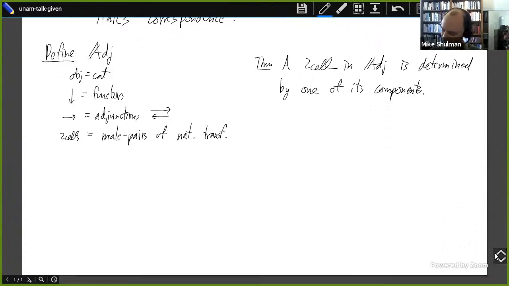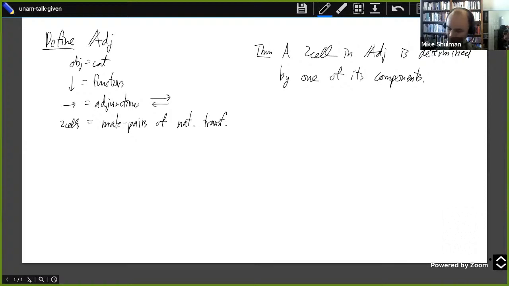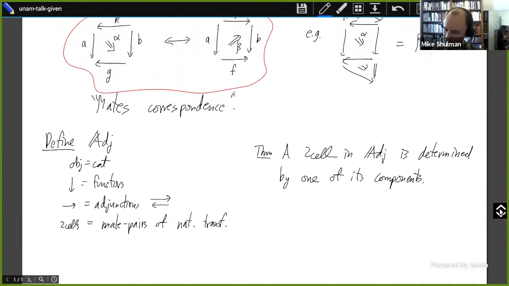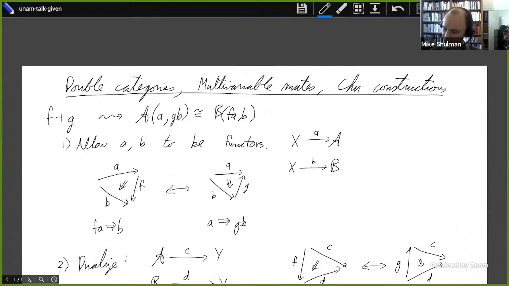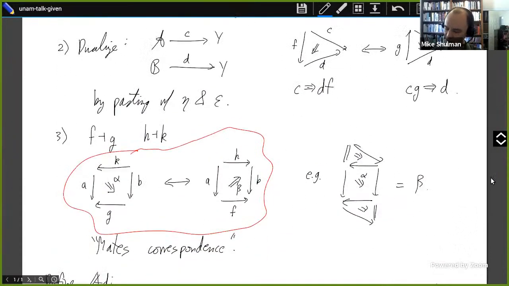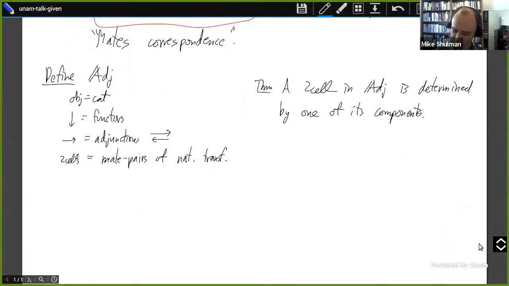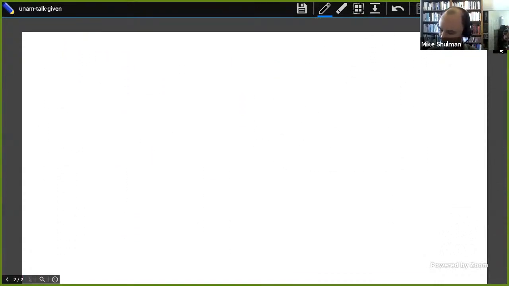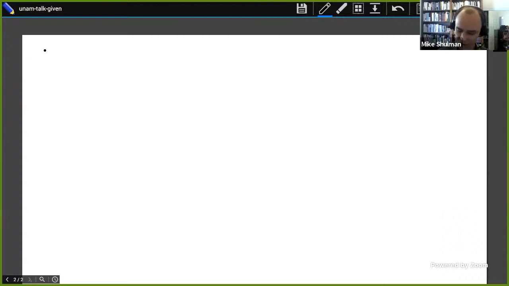But the generalization of this that I'm interested in is to the situation of multivariable mates. So what do I mean by multivariable mates? Well, a multivariable mate is a mate that involves a multivariable adjunction. Right? So what is a multivariable adjunction?